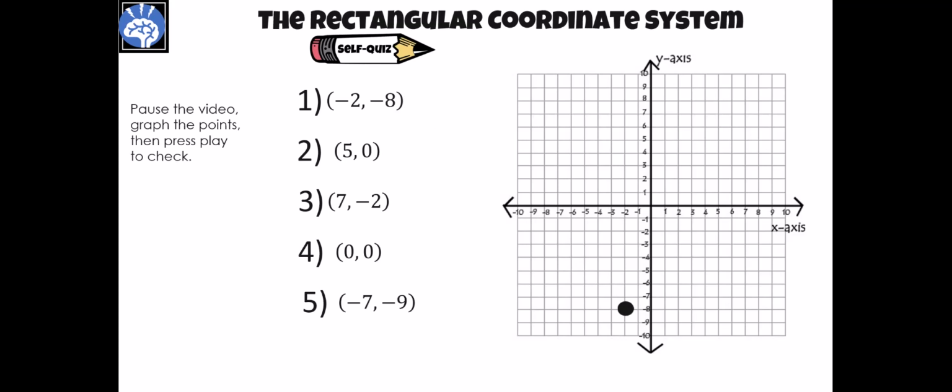The next one is 5, 0. That means we go to 5 on the x and 0 on the y. Number 3 is 7, -2. We go to 7 on the x and -2 on the y. 4 is 0, 0, the origin. That's the very center. And finally, -7, -9. We go to -7 on the x and -9 on the y.